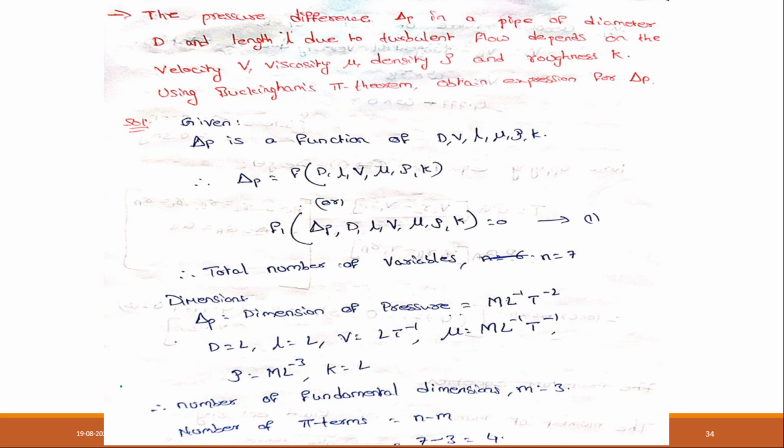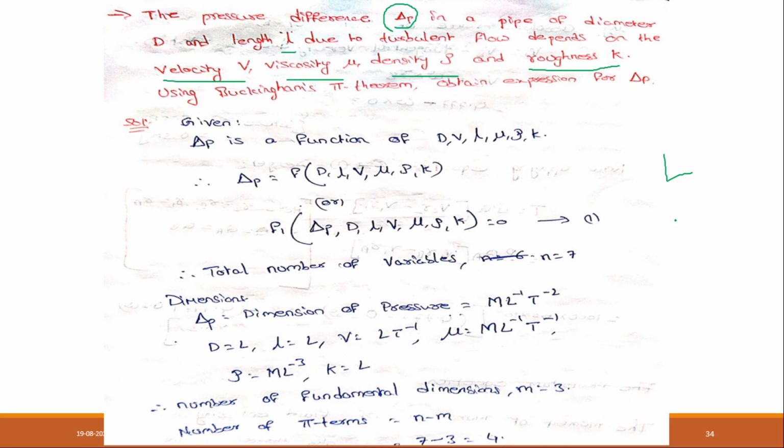The pressure difference delta P in a pipe of diameter D and length L due to turbulent flow. Here we have the pressure difference, that is delta P, in a pipe of diameter D, length L, due to turbulent flow. What flow do we have? We have turbulent flow. It depends on the velocity V, viscosity mu, density rho, and roughness k. Generally roughness we measure as a length, that is L.